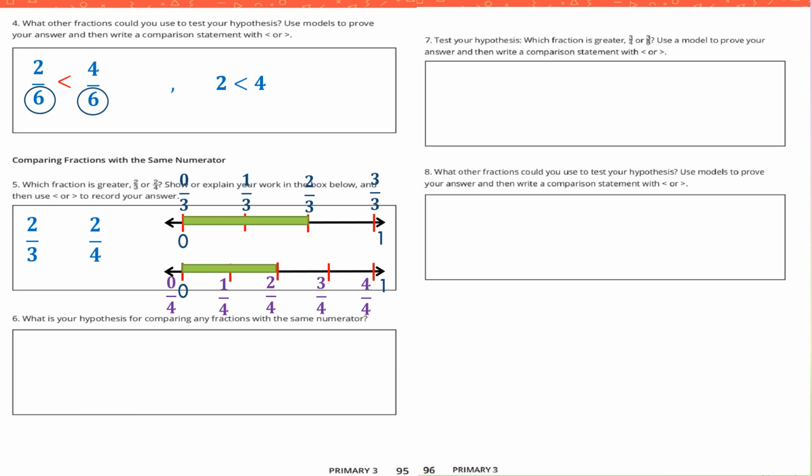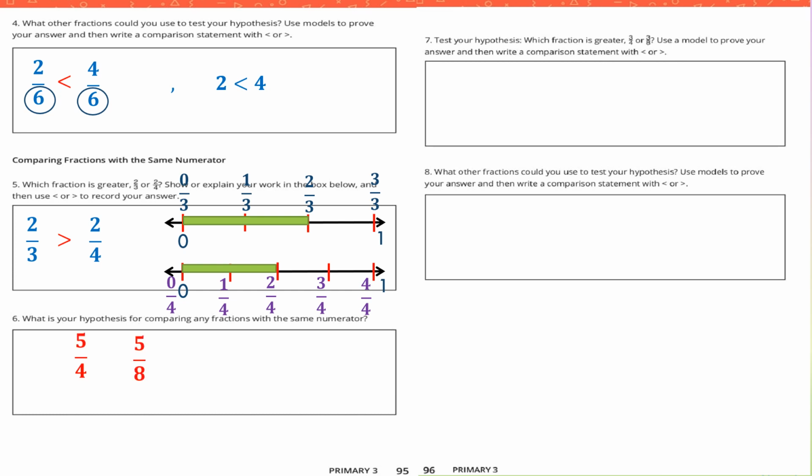Look at the number lines. Yes, 2/3 is bigger than 2/4. So it's crazy, okay? When we have crazy fractions, look at the denominators. Compare the denominators. Which is bigger in crazy, 3 or 4? Yes, 3 is bigger than 4 in crazy fraction. So 2/3 is bigger than 2/4.